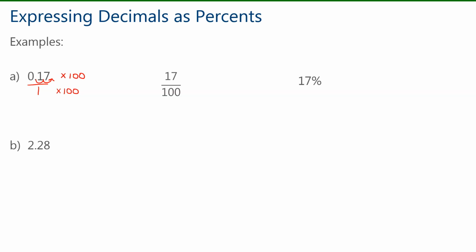2.28. I can write that as a fraction by writing 1 as the denominator. Again, if I want to get a percentage, I have to try and get it out of 100. So I multiply by 100 on the bottom, and I multiply by 100 on the top. That means my decimal will shift 2 places to the right. I get 228 over 100. Any number out of 100 means that that is the percentage. So that becomes 228%.